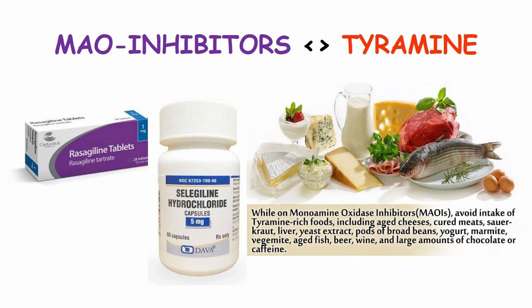How this reaction occurs is there is a peripheral inhibition of MAO, that is MAO-A, resulting in less metabolism of tyramine. Normally it is metabolized by MAO. So when there is no MAO, the tyramine level will be high and this will lead to release of norepinephrine which can cause increased blood pressure. So we have to monitor BP.